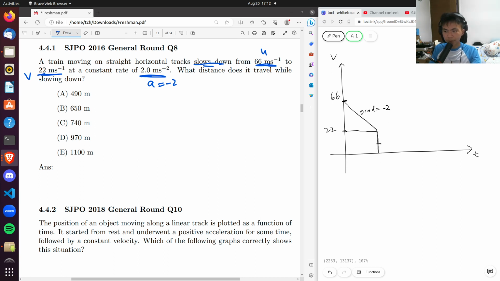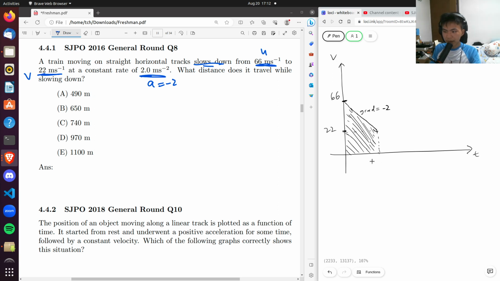Time we do not know. And we want to find the distance that it travels. So the distance that it travels is going to be the area of this region over here. So we do not know the time, but we need to kind of know the time, because in order to find the area of this trapezium, we need to know what's the base.